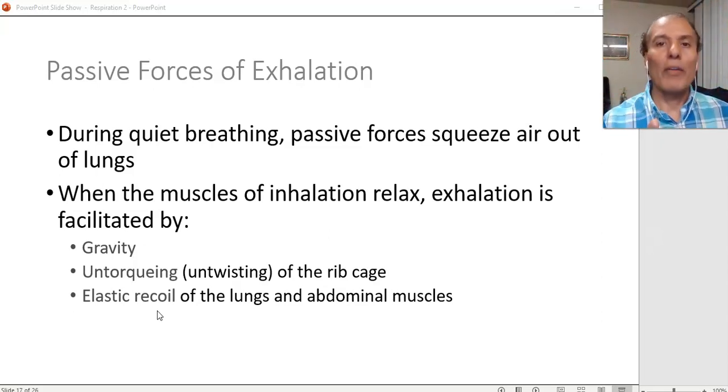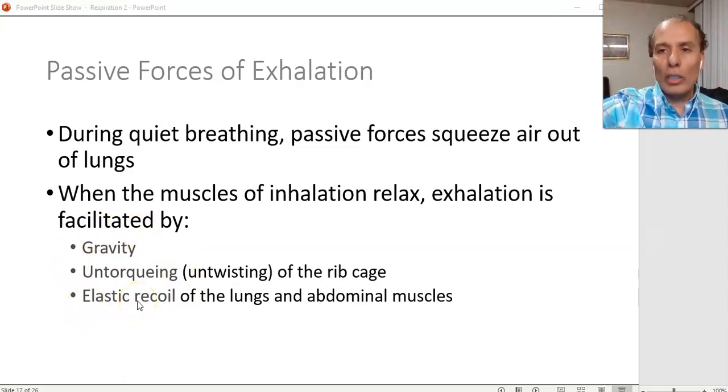So it is very, very important that you understand that elastic recoil acts on three things, and you need to explain how and the outcome of each. And also, now the three passive forces of exhalation, they only act in exhalation, and these are gravity, untorquing, and elastic recoil, because they are passive forces that will enable you to reap the energy that you loaded initially when you were lifting and doing the inhalation process, and now you are reversing the process.